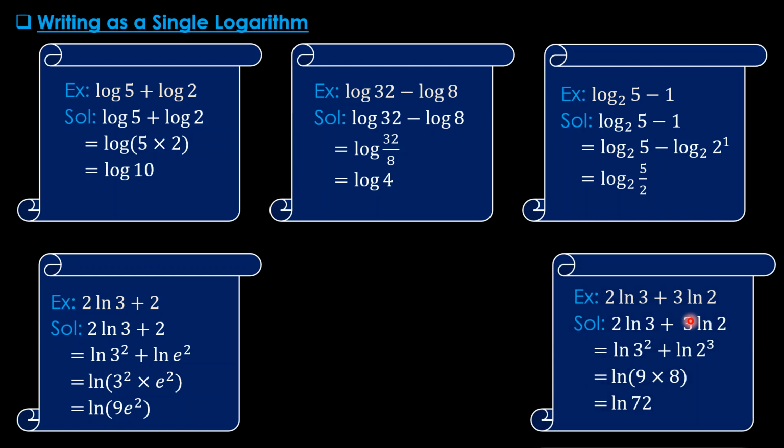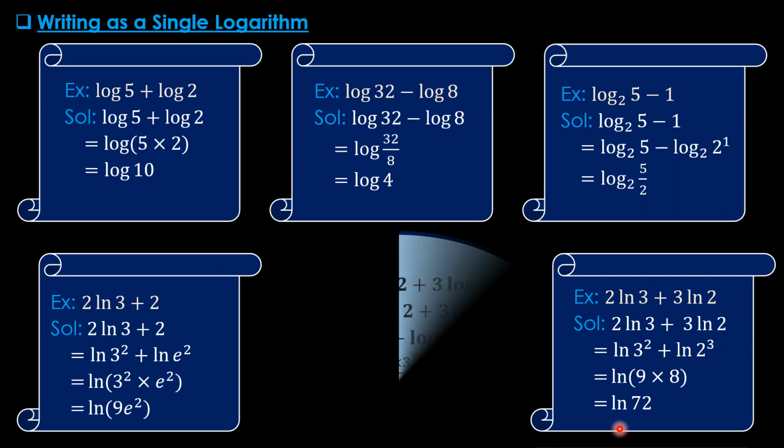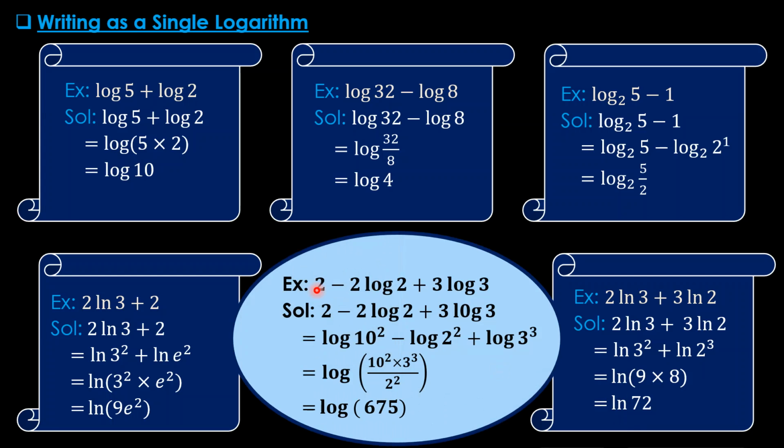2 ln 3 plus 3 ln 2. 2 ln 3 plus 3 ln 2 means ln 3 square plus ln 2 cube, means ln 9 times 8, ln 72. Another example here: 2 minus 2 log 2 plus 3 log 3.